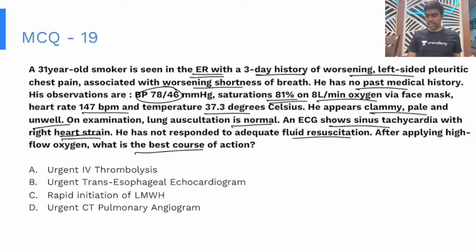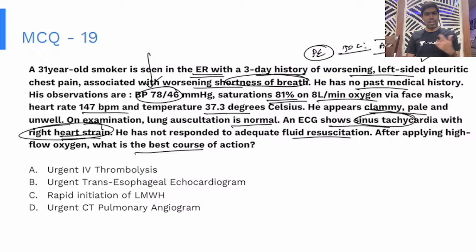So what I'm basically suspecting here, this patient is having pleuritic chest pain, unexplained shortness of breath, sudden onset hypotension, and right heart strain with sinus tachycardia in the ECG. So all these are classic and key features of pulmonary embolism. In case you're suspecting pulmonary embolism, we know that the treatment of choice is going to be anticoagulation. Yes, anticoagulation, heparin is going to be the treatment of choice. There is absolutely no doubt about that.